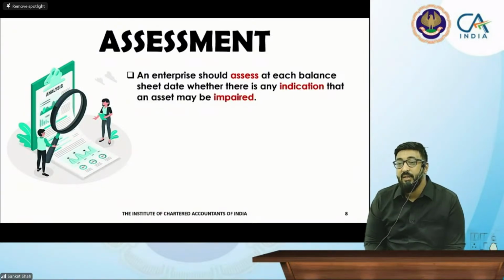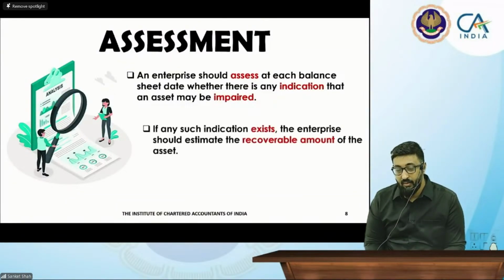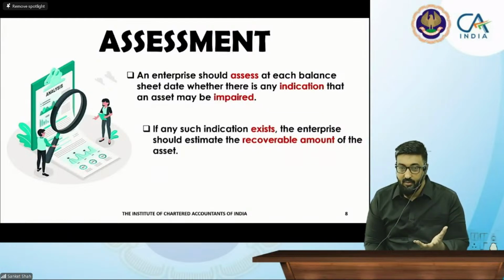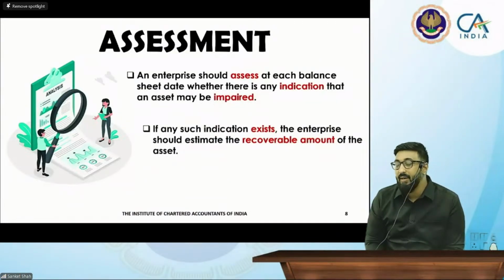Adishri, read it. Enterprises assess at each balance sheet date whether there is an indication that an asset may be impaired. Okay, correct? So every balance sheet date, and there must be some indicators that your asset is impaired. Every year is not possible, practically it is very difficult. But you will do this when there are some indicators.